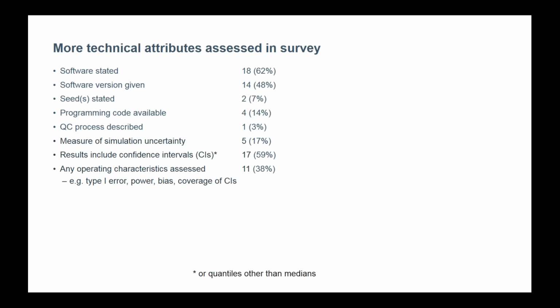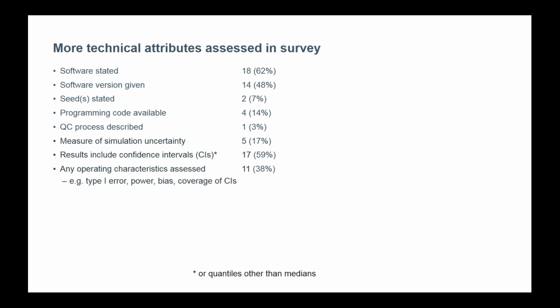So in just about 2/3 of cases was the software used stated, with the version only given in half. Technical things like the seed were almost never given. That's perhaps less surprising in a peer-reviewed publication where such technical details might be seen as out of place. But it was slightly disappointing that in only 4 of the 29 papers was programming code made available.